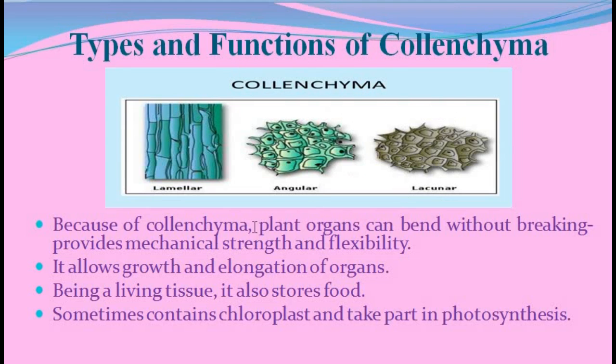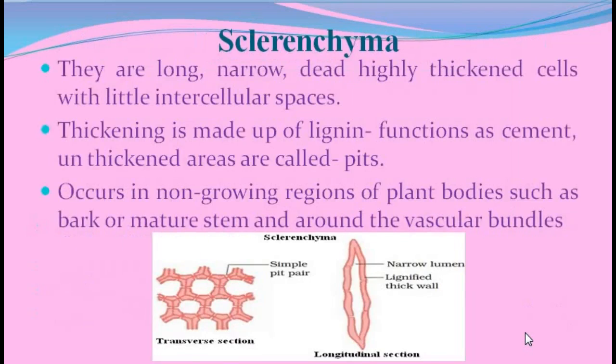Coming to the functions of collenchyma, because of collenchyma, plant organs can bend without breaking. They provide mechanical strength and flexibility to the plant body. It allows growth and elongation of organs. Being a living tissue, since it is provided with a nucleus, it also stores food material. Sometimes it contains chloroplast and takes part in synthesis of food material.